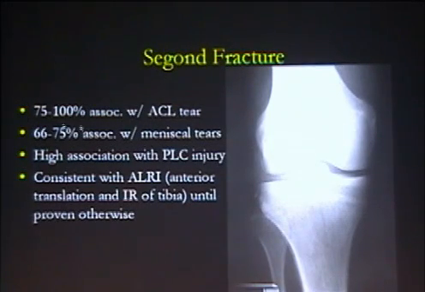Segond fractures are highly associated with ACL tear, and also very highly associated with meniscal tear. So if you see a Segond fracture, you certainly have to suggest there's an ACL tear, but you should also suggest an underlying meniscal tear as well. There's also a high association between Segond fractures and posterolateral corner injury. The presence of a Segond fracture is compatible with anterolateral rotatory instability, which is anterior translation and internal rotation of the tibia relative to the femur, until proven otherwise.